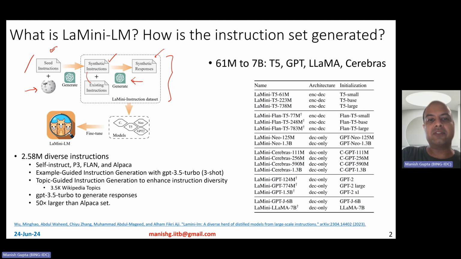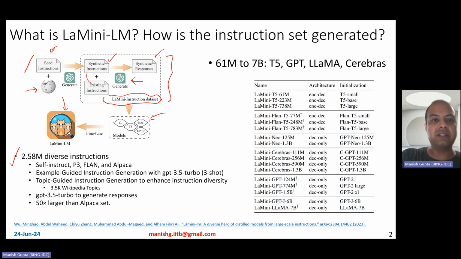So now this Lamini instruction dataset is then used to instruction tune a bunch of models, and that is why a herd of models in that sense is leading to LaMini-LM variants of those models. Okay. So now a little bit about their instruction set. It's basically 2.58 million diverse instructions.